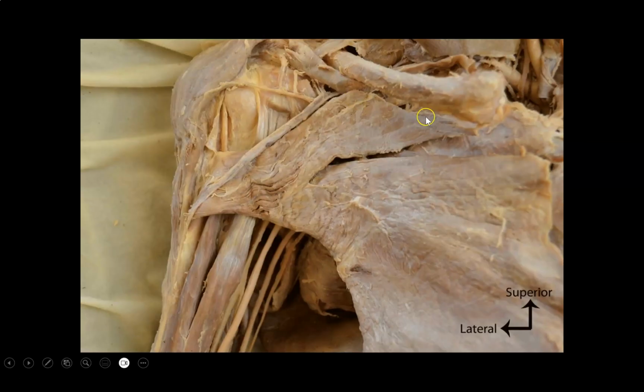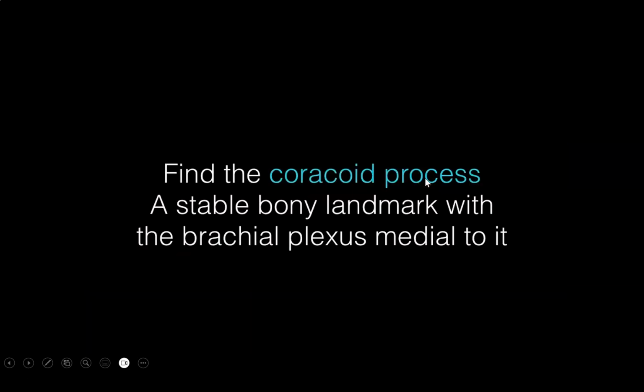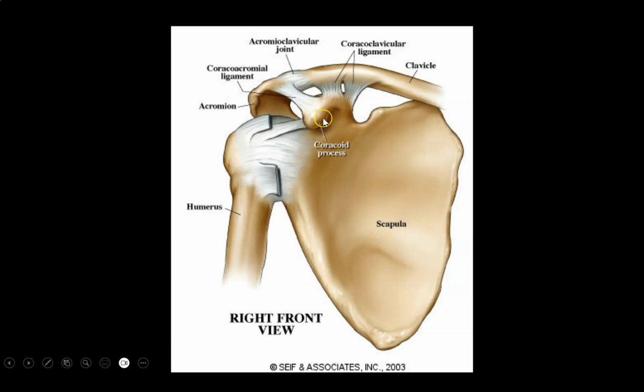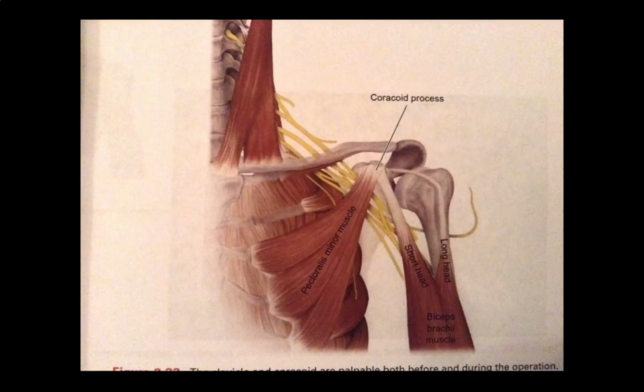More about the axillary part: the infraclavicular part is covered by the pectoralis major muscle, and the coracoid process is a stable bony landmark. The brachial plexus is always medial to it and below it. So this is the coracoid process. If this is lateral and this is medial, the brachial plexus will be here.